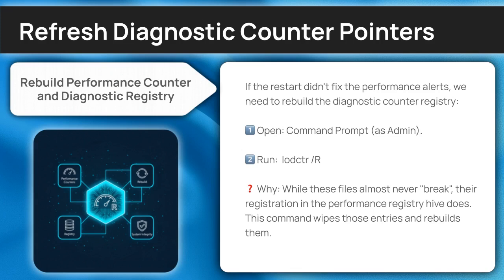If the restart didn't fix the performance alerts, we need to rebuild the diagnostic counter registry. First, open Command Prompt as admin. Second, you're going to type lodctr /r, then hit enter. Why are we doing this? Well, while these files almost never break, their registration in the performance registry hive does. This command wipes those entries and rebuilds them.